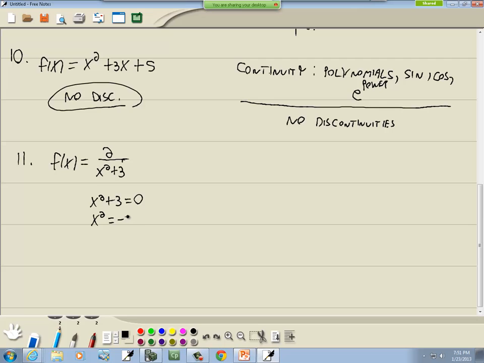Take 3 over to the right side, becomes a negative 3. Square root property from college algebra. If you got something squared equal to the other side, you drop your squared and you put a plus minus square root around the other side. But what a negative gives you inside of a square root, it gives you an i. What that means is if you get an i when you set the denominator equal to 0 and solve it, that means there is no discontinuities. It's continuous everywhere, from negative infinity to positive infinity.